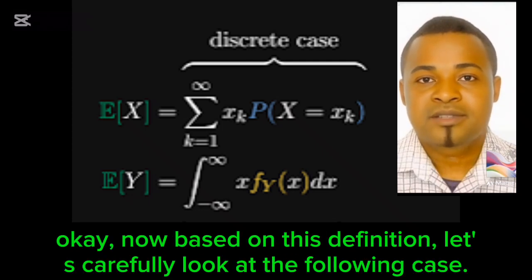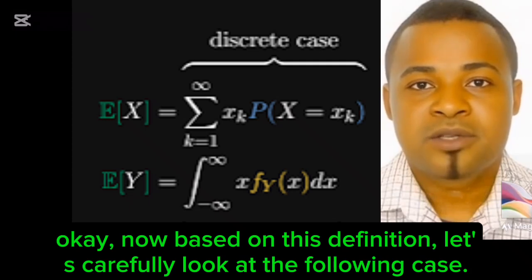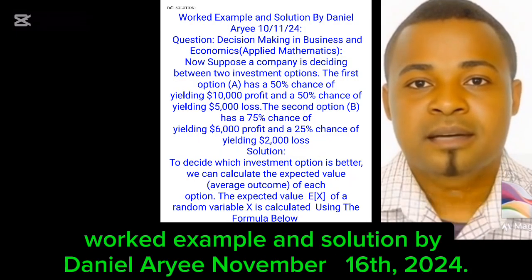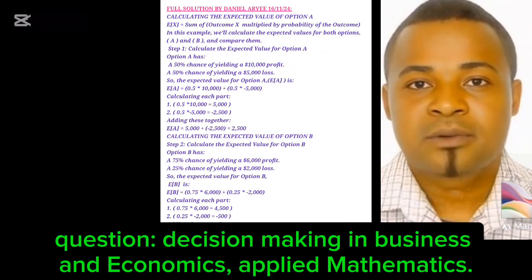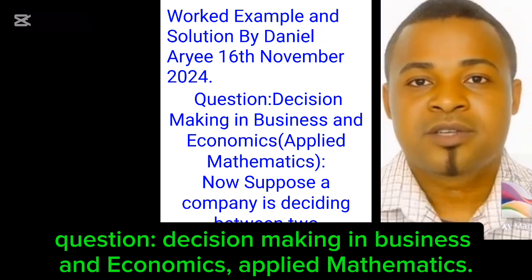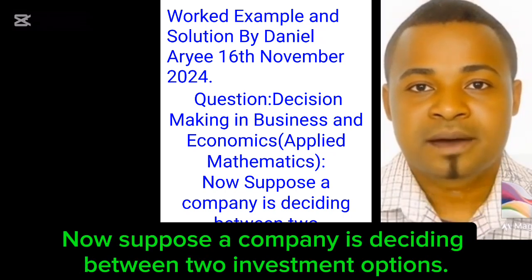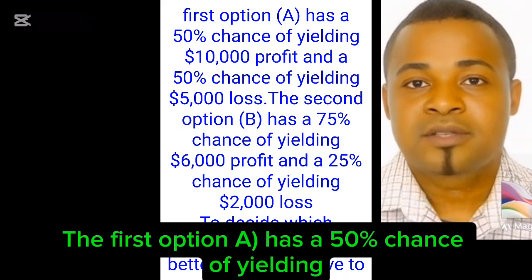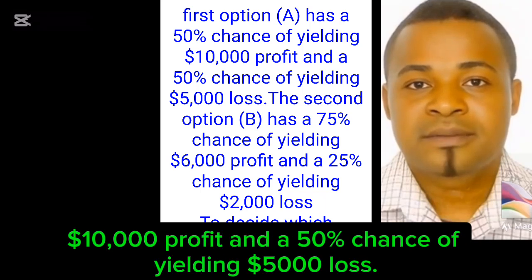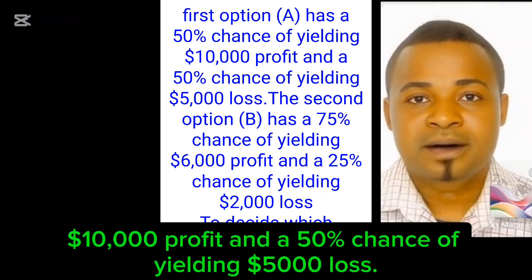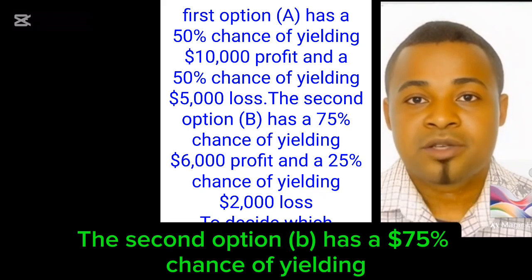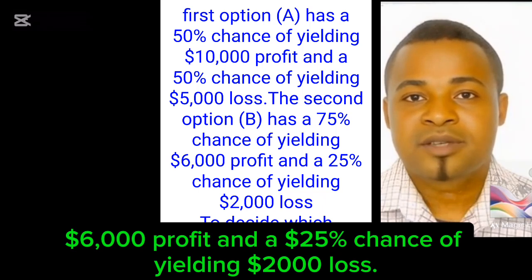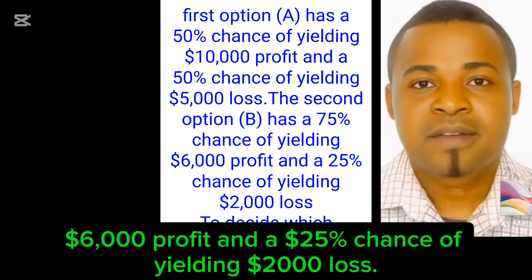Okay, now based on this definition, let's carefully look at the following case. Worked example and solution by DanielAryee, November 16, 2024. Question: Decision-making in business and economics, applied mathematics. Now suppose a company is deciding between two investment options. The first option, A, has a 50% chance of yielding $10,000 profit and a 50% chance of yielding $5,000 loss. The second option, B, has a 75% chance of yielding $6,000 profit and a 25% chance of yielding $2,000 loss.